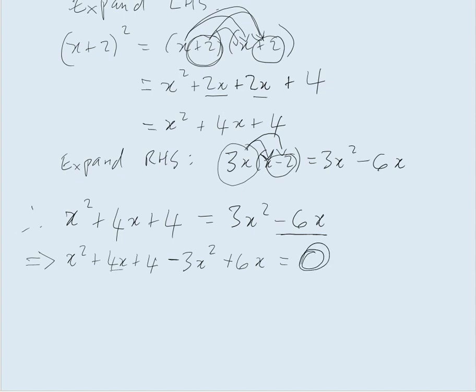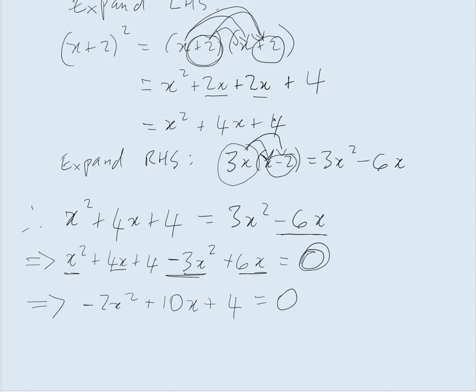So similarly, we look for like terms. We've got terms with an x there, we've got terms with x squared. So let's just add the like terms. X squared minus 3x squared is minus 2x squared. Positive 4x plus 6x is 10x, and the 4 is alone, so it's just plus 4 equals 0.